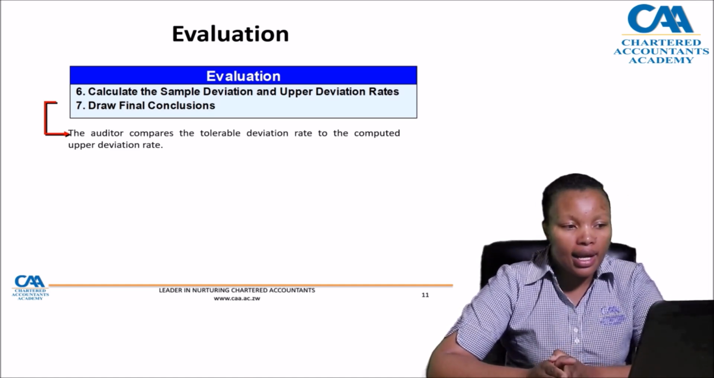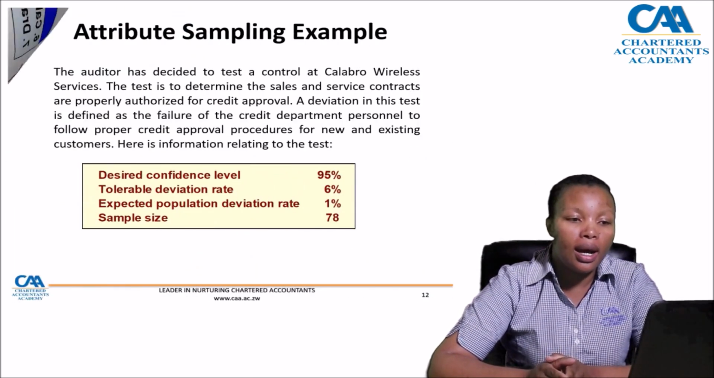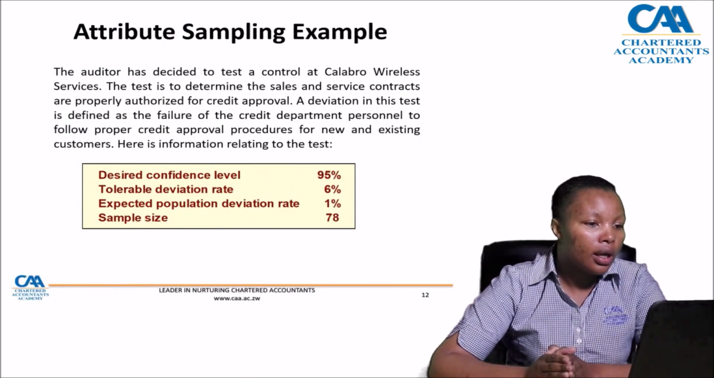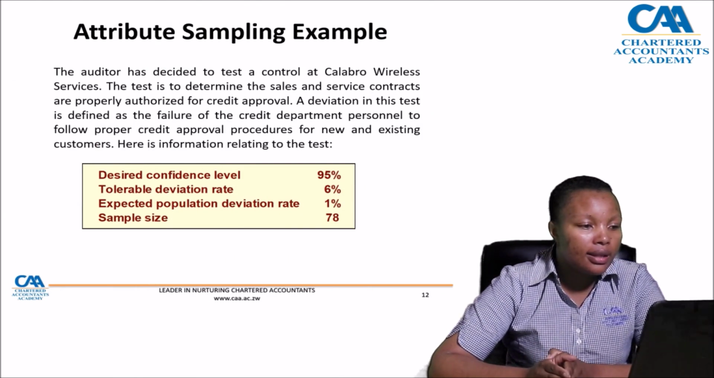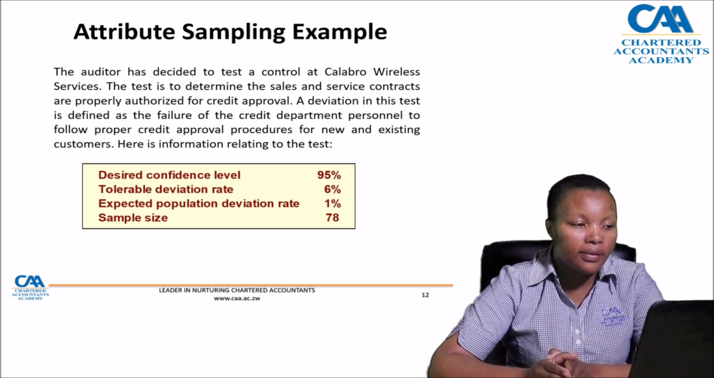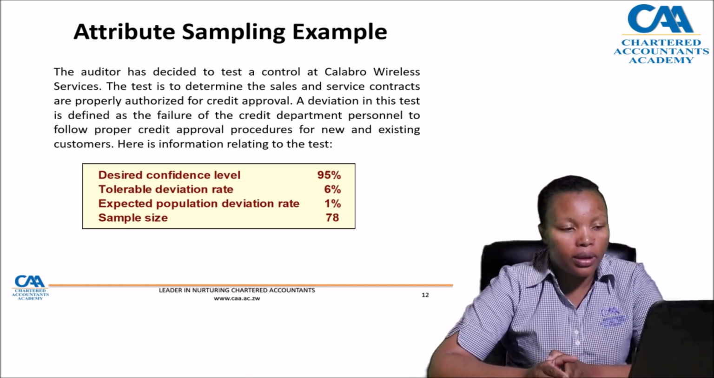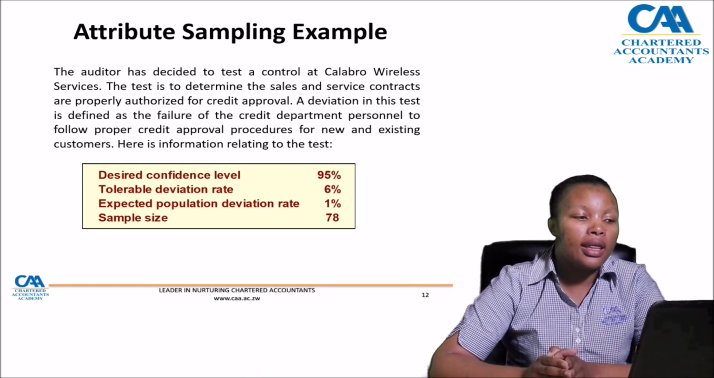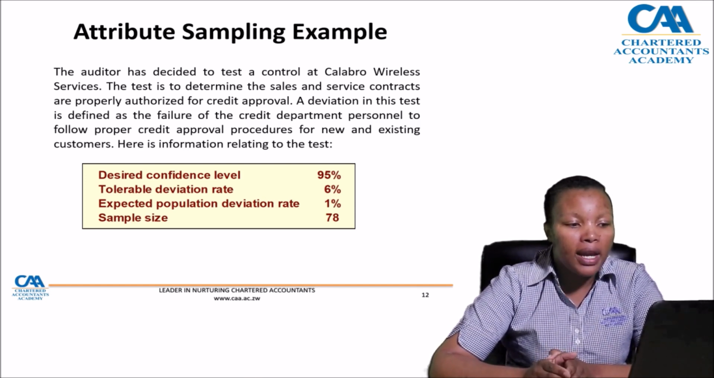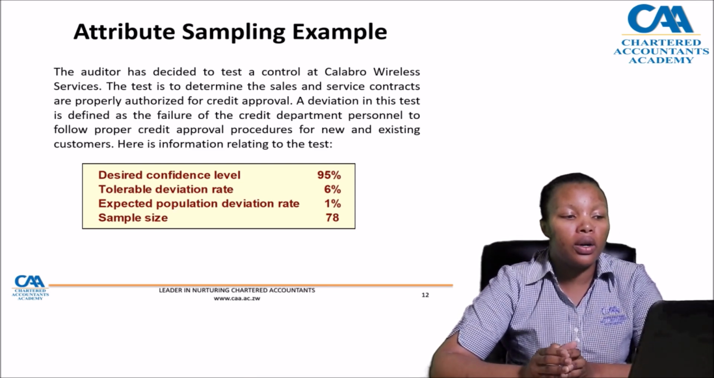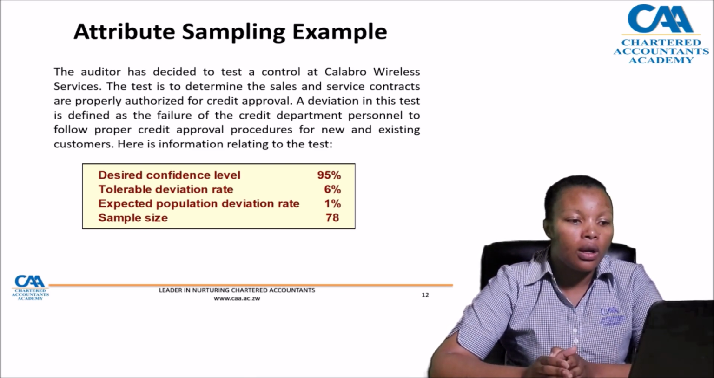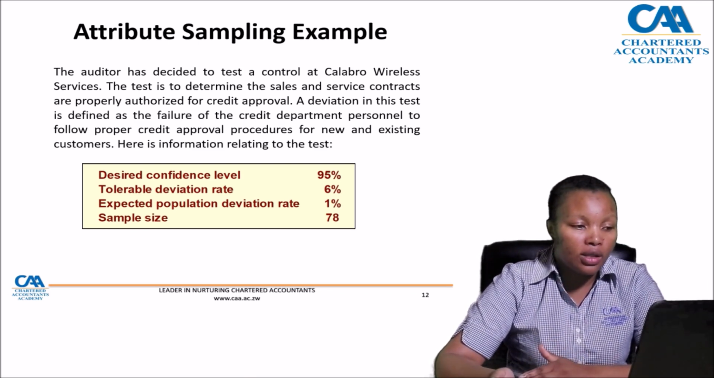The auditor has decided to test a control at Collabro Wireless Services. The test is to determine whether the sales and service contracts are properly authorized for credit approval. A deviation in this test is defined as the failure of the credit department personnel to follow proper credit approval procedures for new and existing customers.